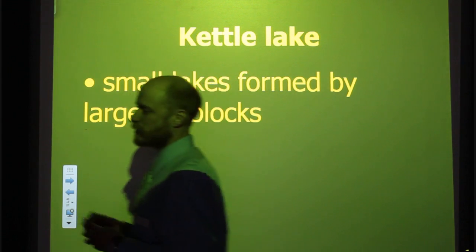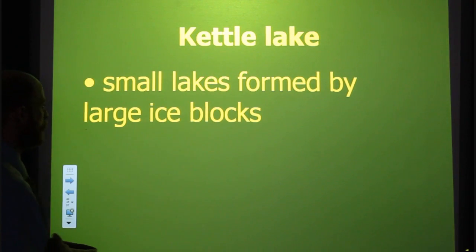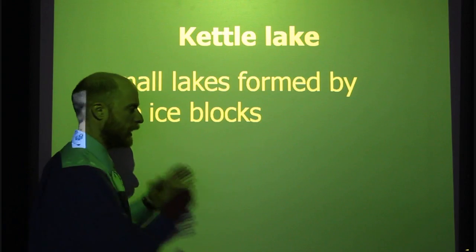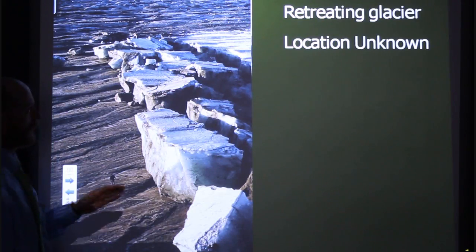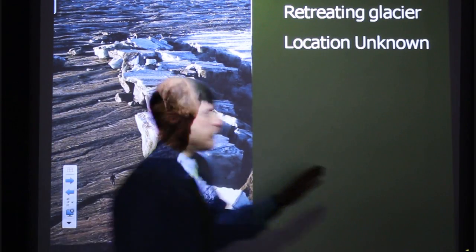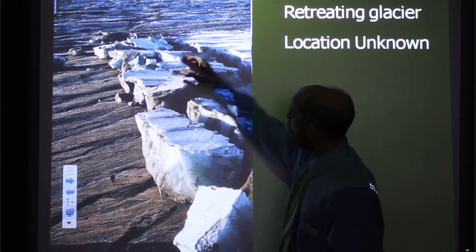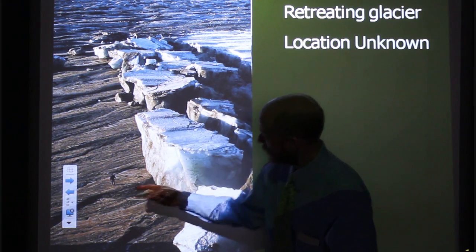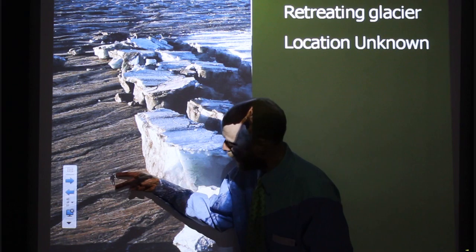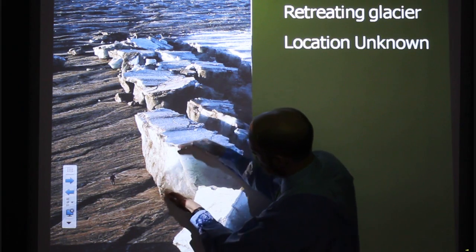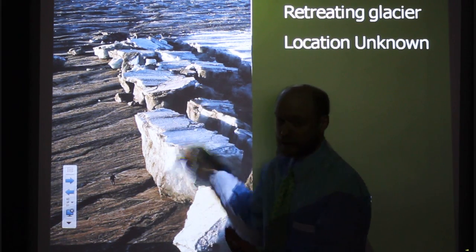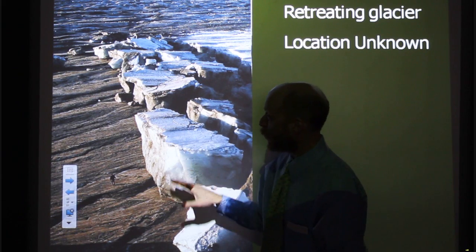A Kettlelink are small lakes formed by large ice blocks. Let's go to this. Check this out. Now here you can see, here's a retreating glacier, and it's kind of these large blocks. Now this is a person. I'm not sure how well you can see that, but this is a person right here. So this ice block is 30 feet tall, 35 feet tall. They can be quite big.